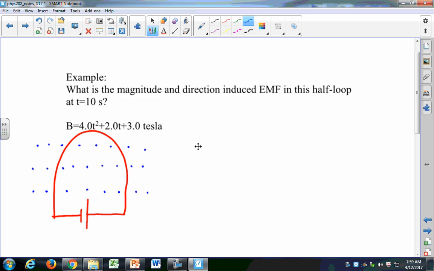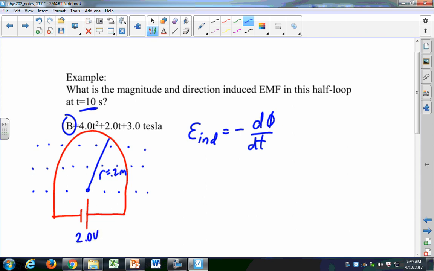All right, so here I want to know what is the induced EMF at t equals 10 seconds. Here's my magnetic field. I want to start with that basic definition: my induced EMF is equal to minus d phi dt. Let me draw some other properties of this. The radius of this loop, which I'll need to know, is 0.2 meters.